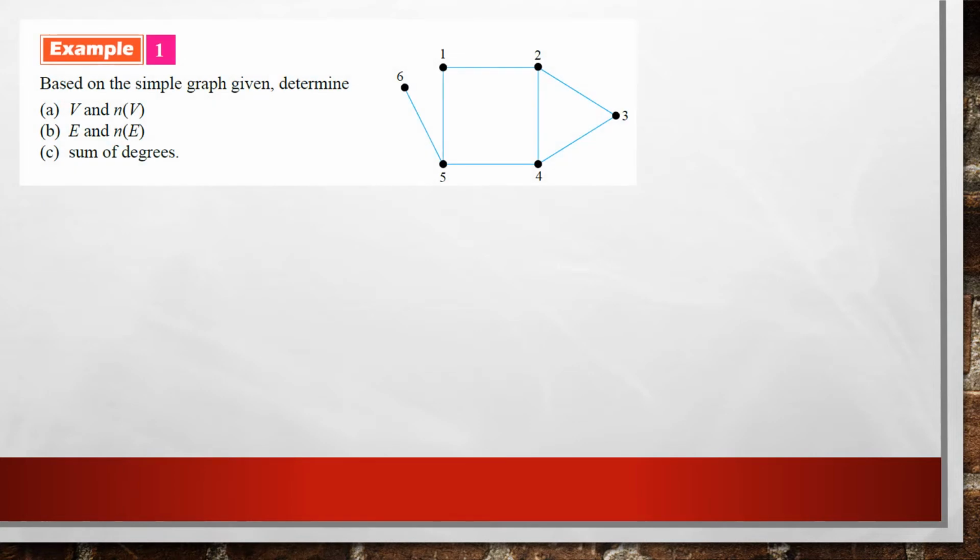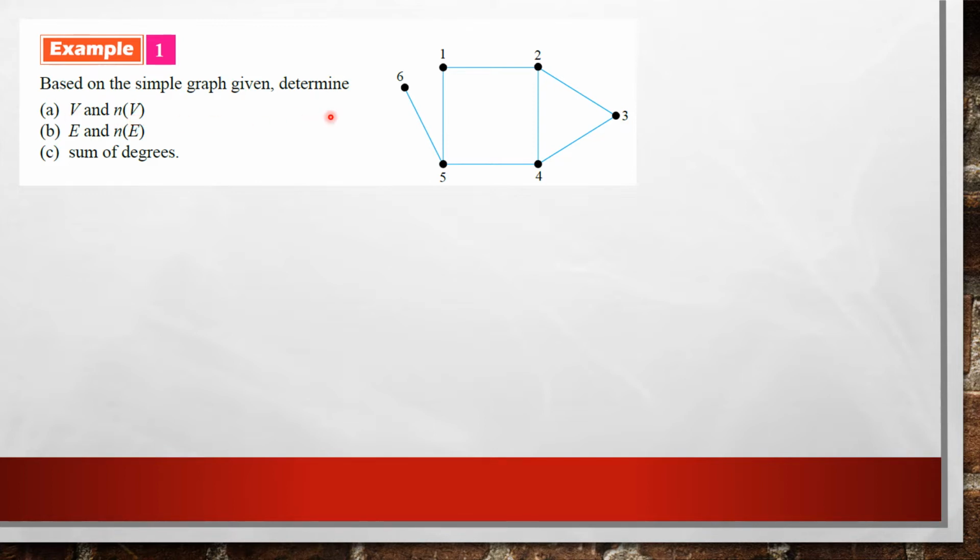Now we look at example 1. You can refer to page 131. Based on the simple graph given, determine V and NV. V stands for vertex, and NV stands for number of vertices.